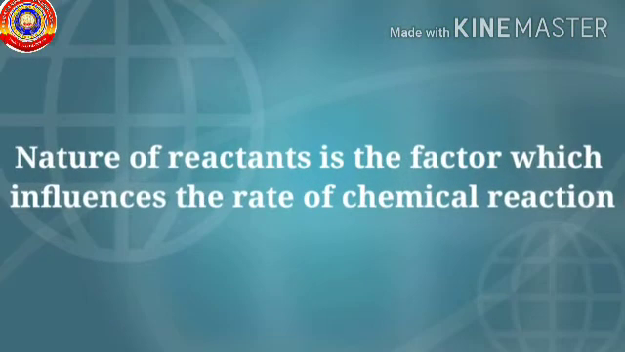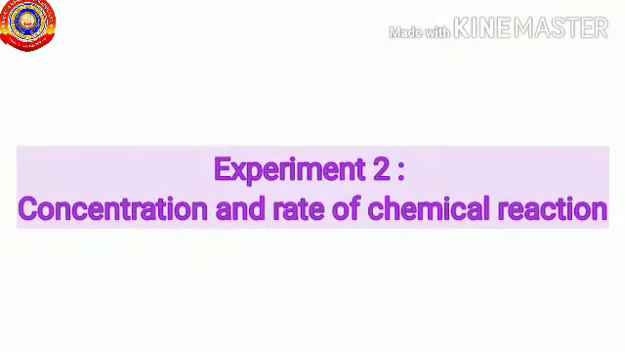The nature of reactant is one of the factors influencing the rate of chemical reaction. This experiment proves that nature of reactant is a factor influencing the rate of chemical reaction. Now let's see how the second factor, concentration, influences the rate of chemical reaction.